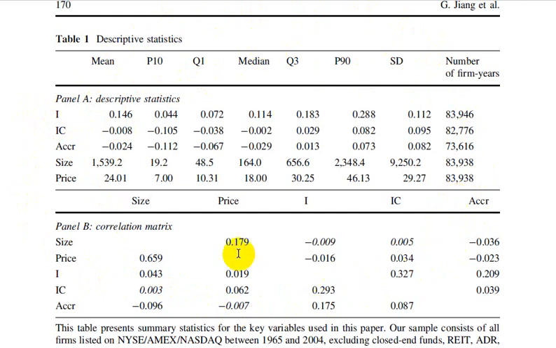So these are the descriptive statistics. This is the population that they're using to perform their tests, and these are the stocks on the various stock exchanges in the U.S. from 1965 through 2004. So this gives us the average characteristics of all of these stocks over that time period.